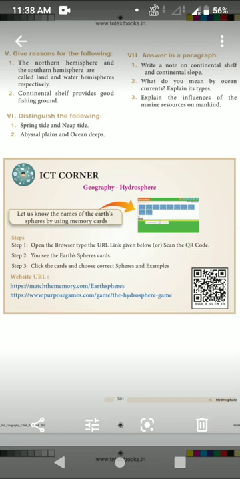Remaining, there are three paragraph questions also. So that also you want to study well. Please students, study these answers thoroughly and prepare well.